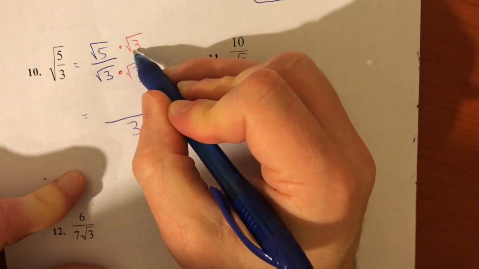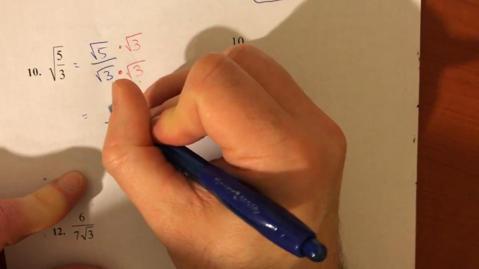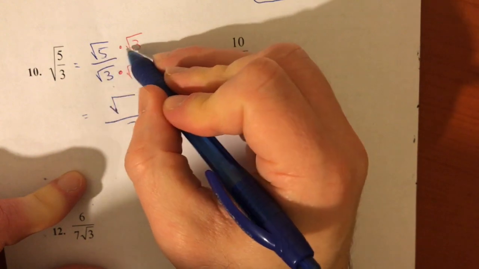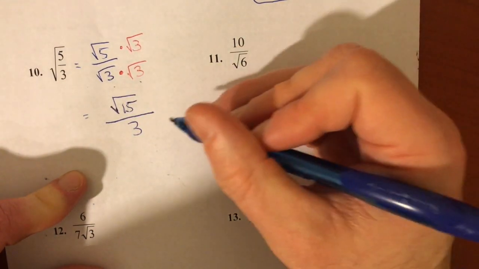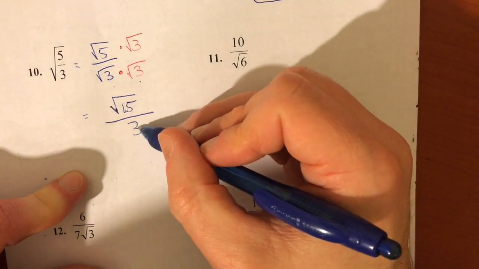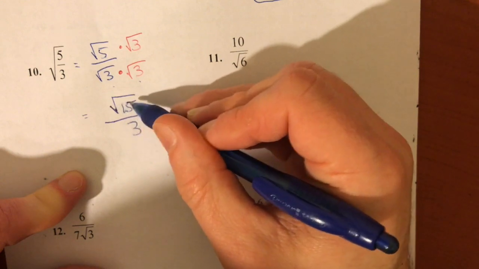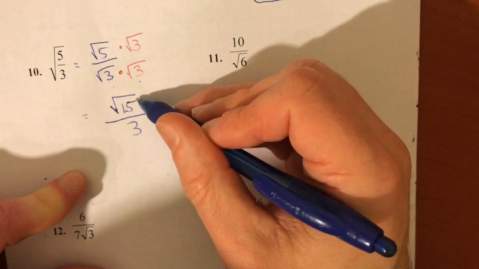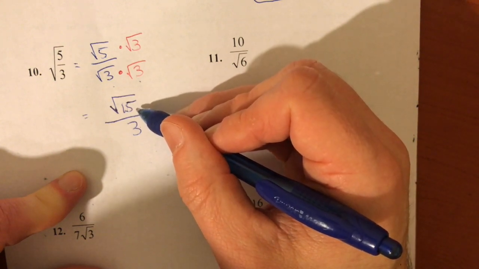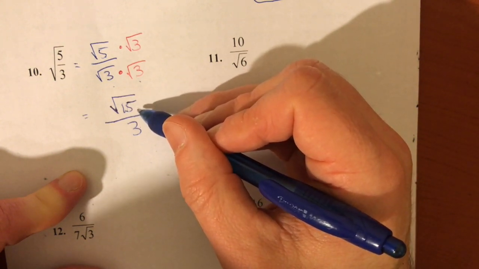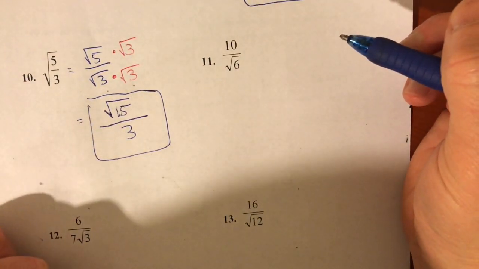Root 5 times root 3 in the numerator, they're both square roots, so I can multiply them together and put them under one big square root. Root 5 times root 3 is root 15. And now, can this answer reduce? Don't try to reduce 3 into 15, because that's inside of a square root, and that is not. That's a radical, that's a non-radical. But can the root 15 reduce at all? Nope. No perfect squares go into 15. That answer is completely reduced. Root 15 over 3.